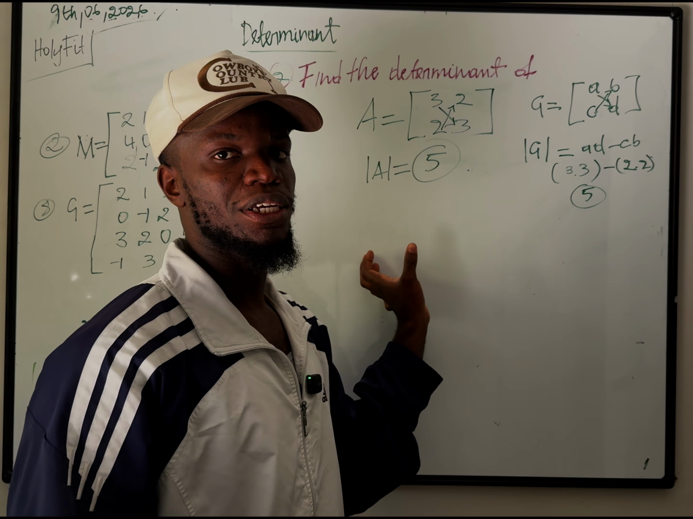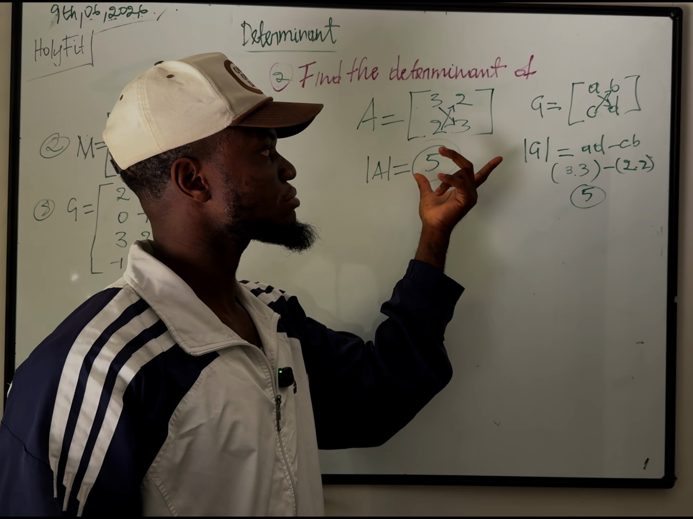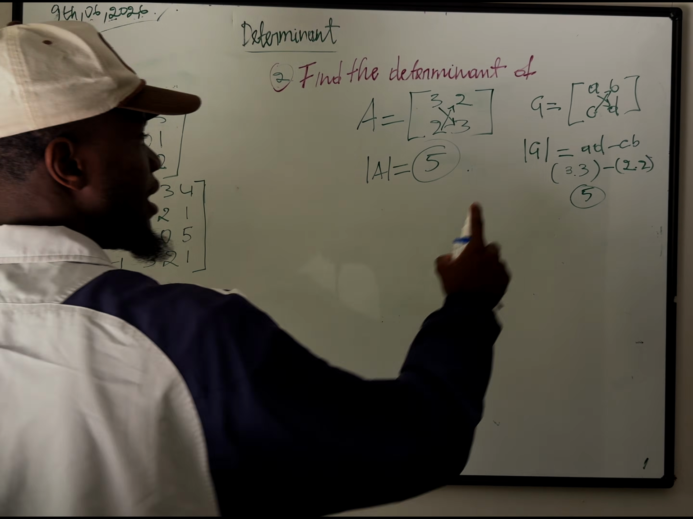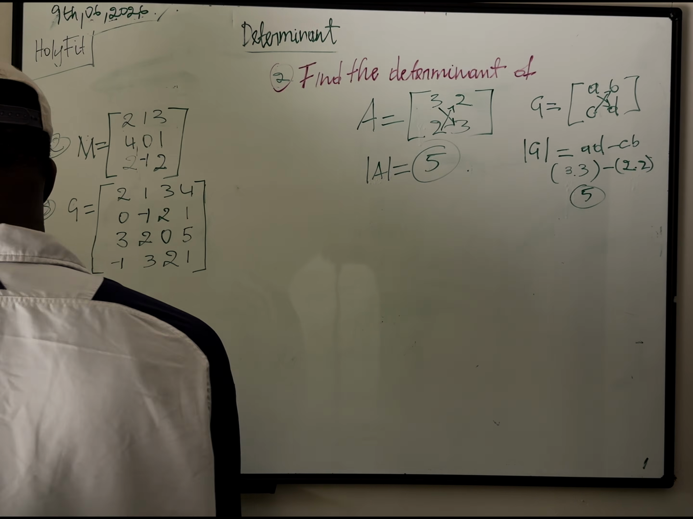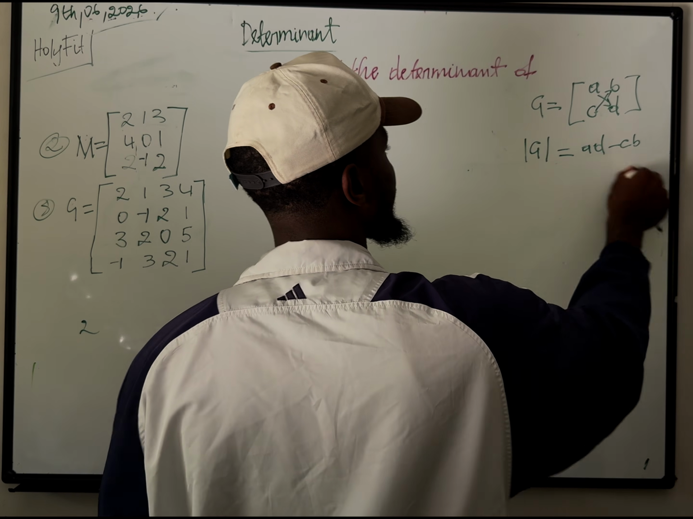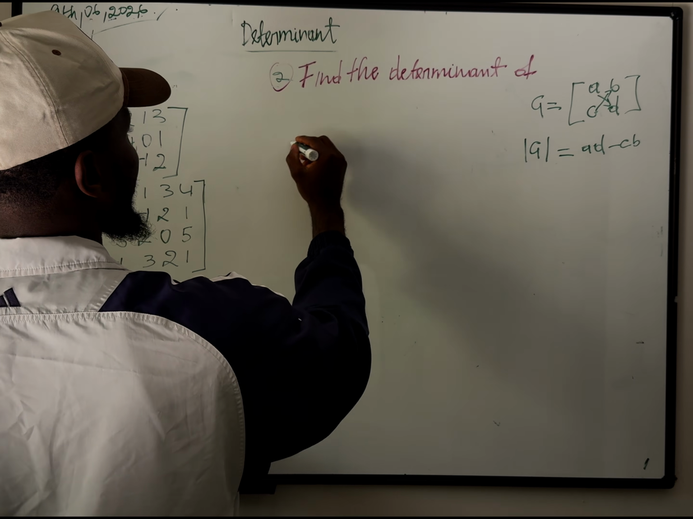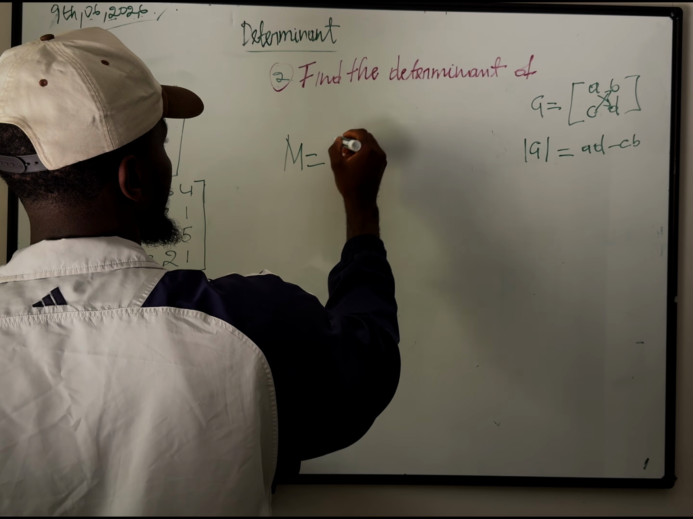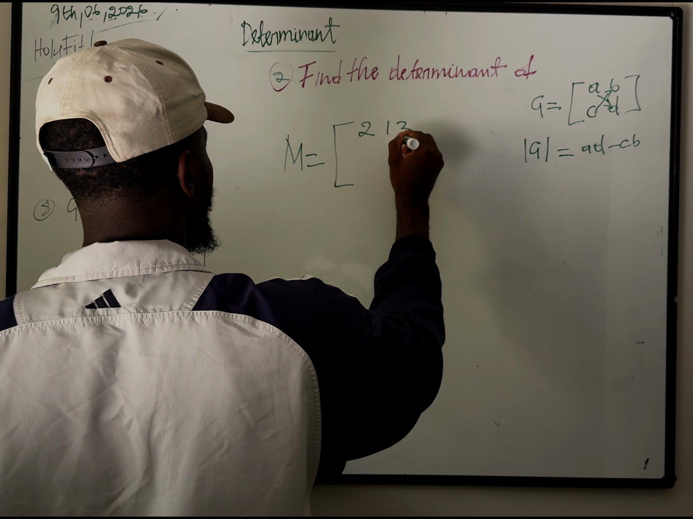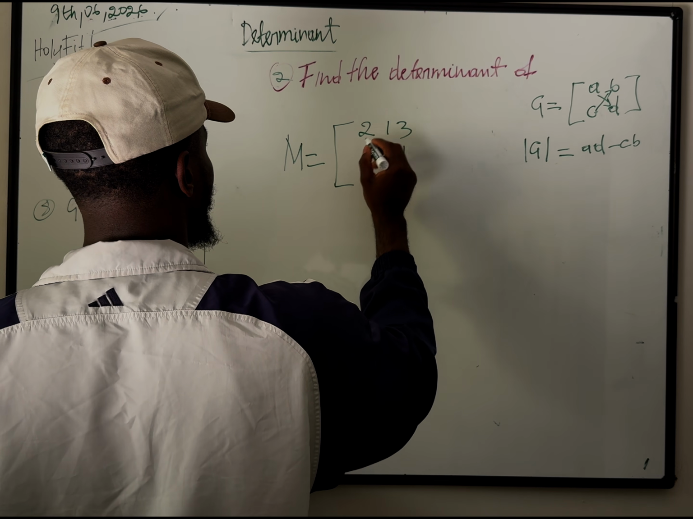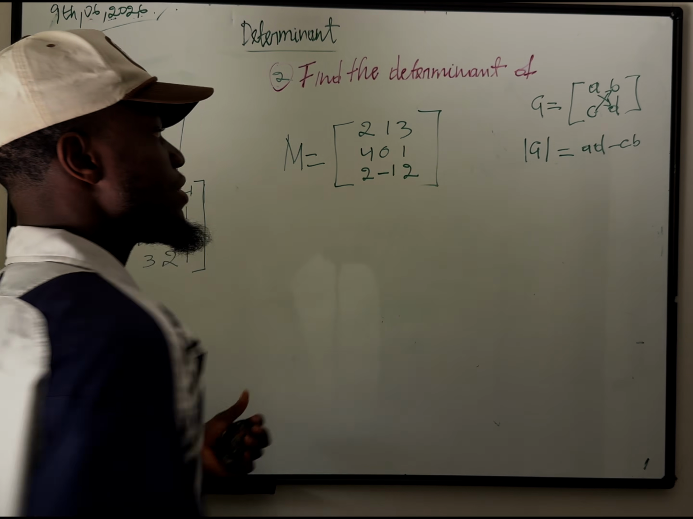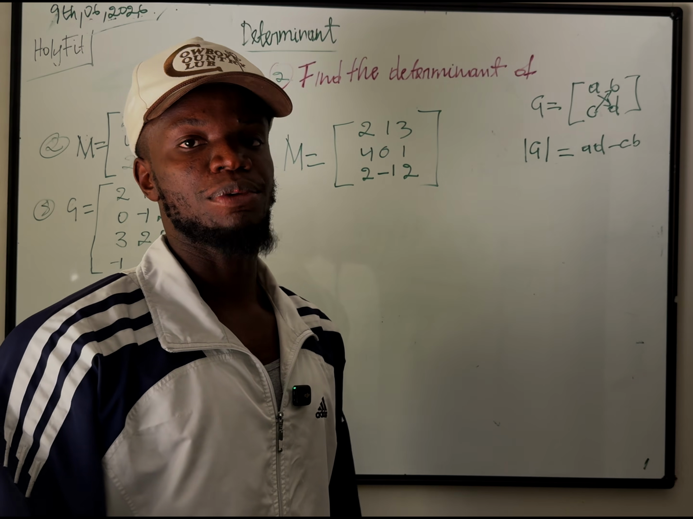The next exercise is going to be getting the determinant of a 3 by 3 matrix. So let's go to that. I'll get rid of this and leave the formula. So we are getting our matrix M, which is a 3 by 3 matrix. It's going to have 9 elements. So we're going to have 2, 1, 3, 1, 0, 4, 2, -1, and 2. There you go. We got our 3 by 3 matrix.